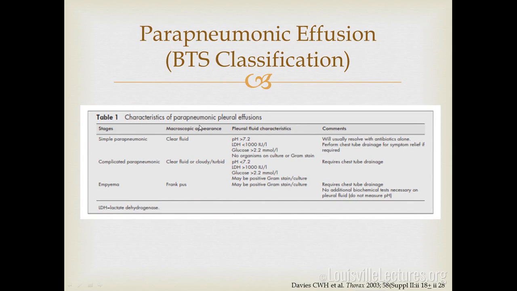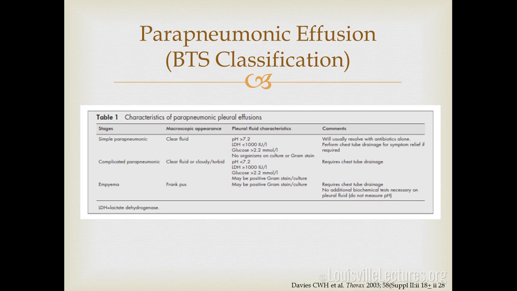So again, they take the same features into account, which is your amount of fluid, and then the microbacteriology, and also the chemistries. So if your pH is above 7.2, LDH is low, glucose is high, and cultures are negative, then this is simple. Usually resolved with antibiotics. But if the effusion is very large in amount, then you may need to drain it. If it becomes a little bit turbid, or it becomes more acidic with a high LDH, with a low glucose, and cultures are positive, then you need chest tube drainage. And then empyema obviously requires much more complicated intervention.